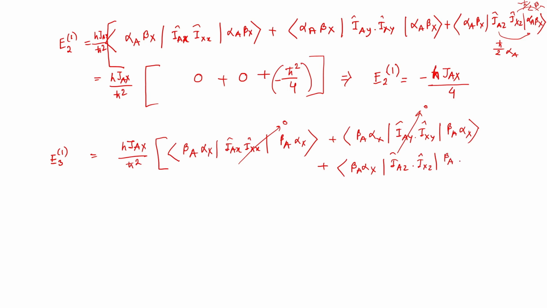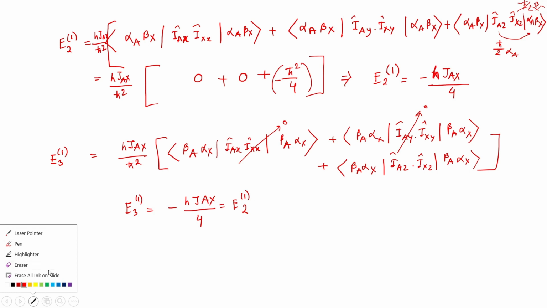working on beta a alpha x. So I a z operating on beta a will give me beta a, but with h cross by 2. Here also, as you understand, E3, the first order correction to the third state, I am going to get as minus h Jax by 4. So this is also going to be equal to E1 2. I'll highlight this here also, so it will culminate the whole thing.